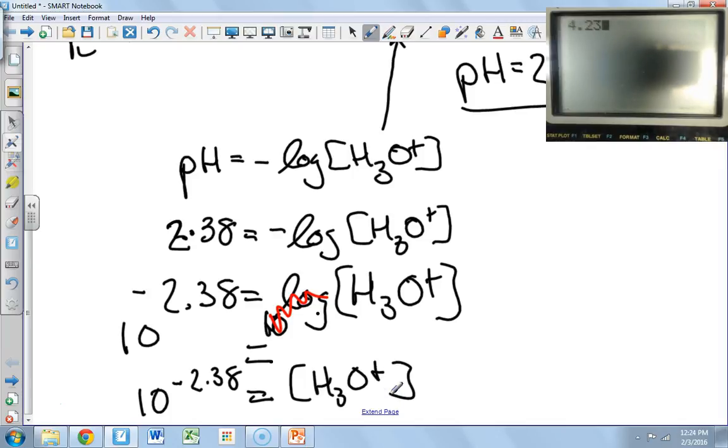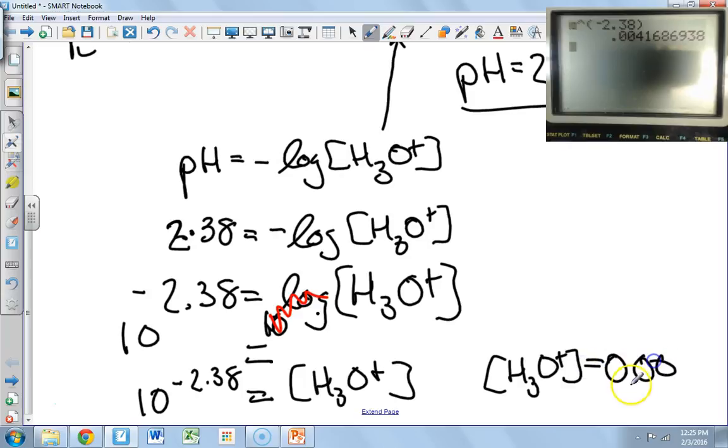So now what I'm going to do is get this. So 10 to the, and then I'm just going to do negative 2.38 in parentheses, and what you get is that the concentration of the hydronium ion equals 0.0042. Okay, 427 if you want it, or 417 if you wanted to, but that's the concentration of the hydronium ion.